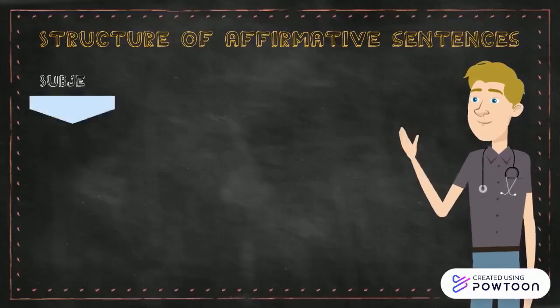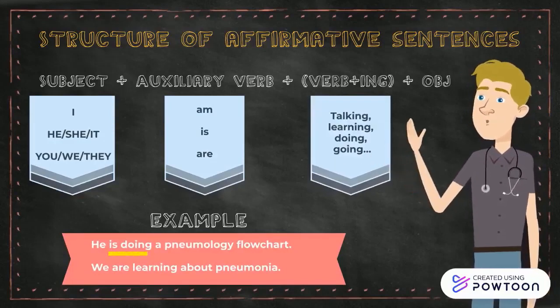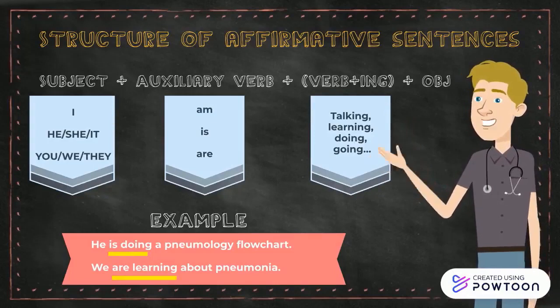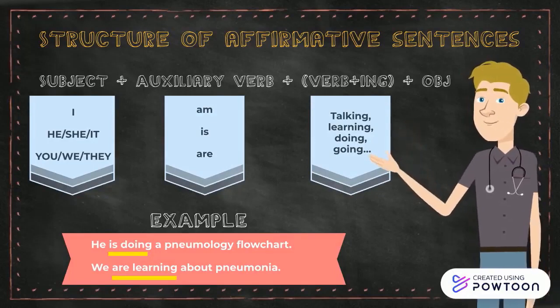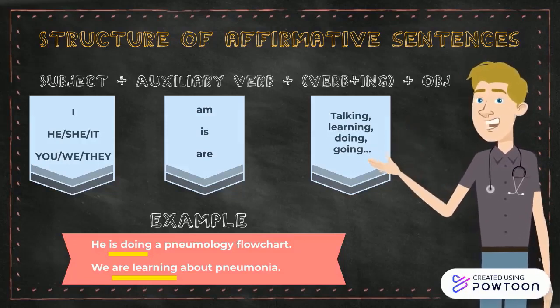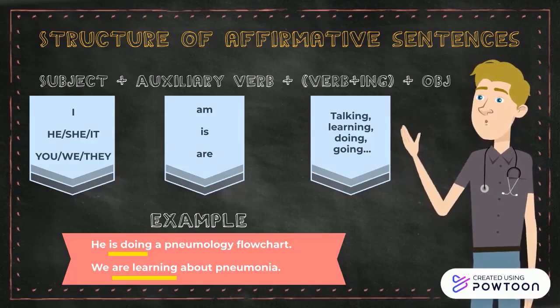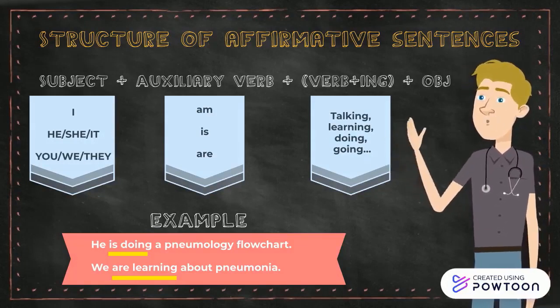Structure of affirmative sentences in the present continuous tense. Subject plus auxiliary verb plus verb plus ing plus object. I with the auxiliary verb am. He, she, it with the auxiliary verb is. You, we, they with the auxiliary verb are. Verb plus ing, example: talking, learning, doing, going.